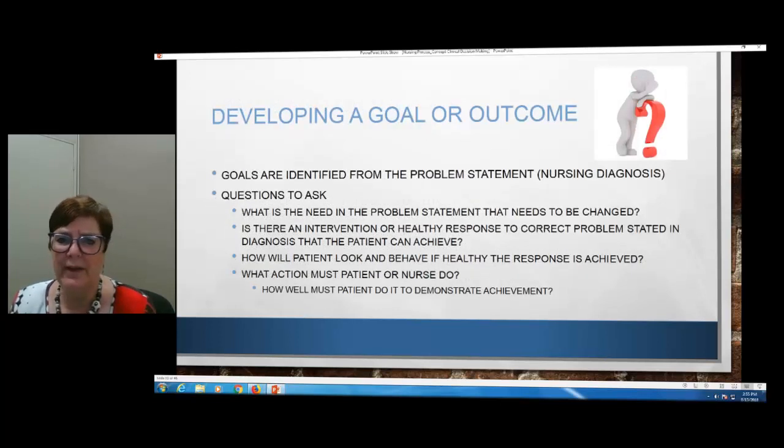So goals are identified from the problem statement or the nursing diagnosis. And so the questions you've got to ask yourself is, what is the need in the problem statement that is to be changed? Is there an intervention or healthy response that will correct the problem stated in the diagnosis? And can the patient achieve this? And how will the patient look and behave if this healthy response is achieved? What action must the patient or the nurse do in order to achieve this goal or outcome?